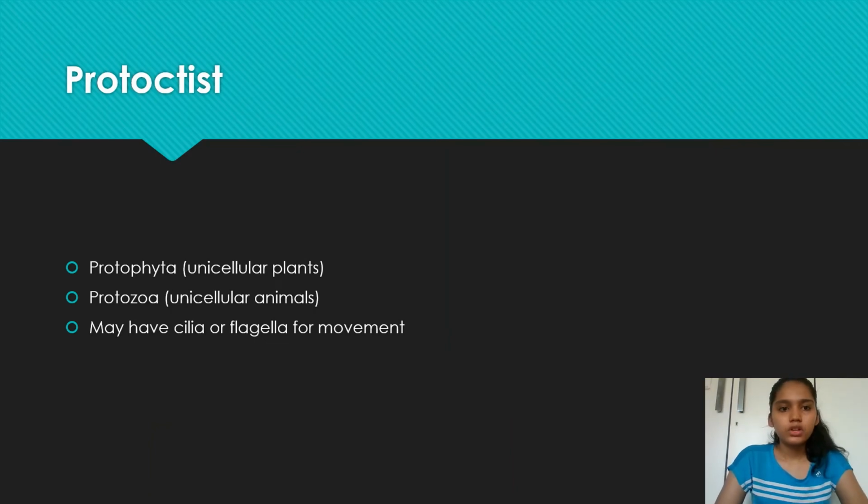Protoctists are not very important, but then again, never say never. So unicellular plants are protophyta and unicellular animals are protozoa. You just need to remember these. Examples of protoctists are Euglena, Amoeba, Paramecium, etc. They may have cilia or a flagella for movement.